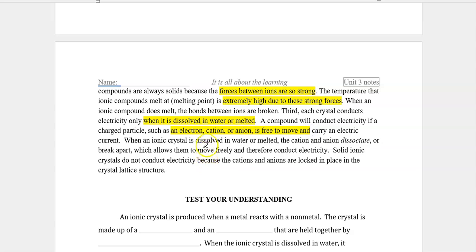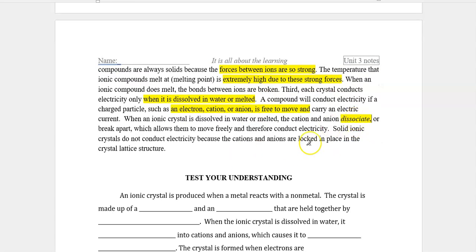When an ionic crystal is dissolved in water or melted, the cation and anion dissociate or break apart, which allows them to move freely and therefore conduct electricity. Solid ionic crystals do not conduct electricity because the cations and anions are locked in place in the crystal lattice structure.